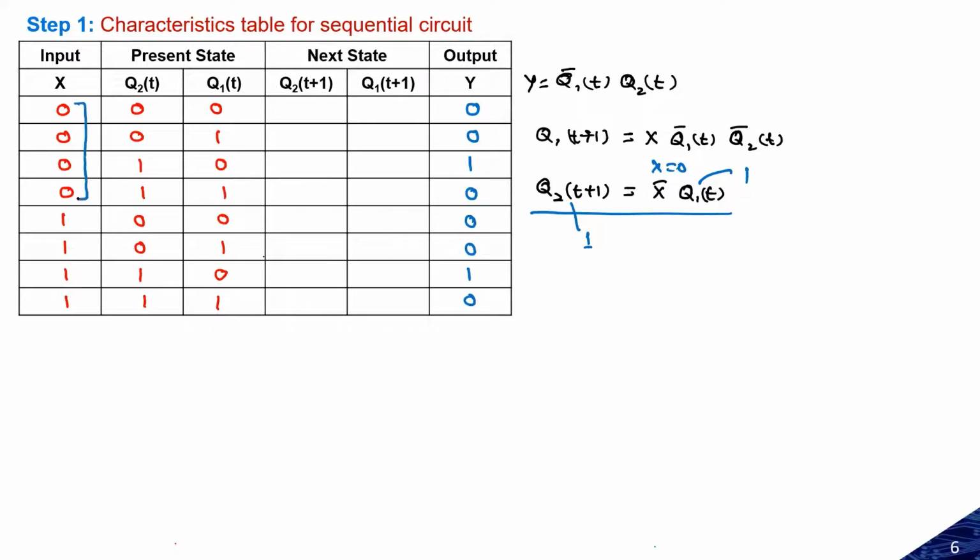So these are the four combinations which can have x equal to 0. And out of this, I had to check what are the combinations where I'm getting q1 equal to 0, q1 equal to 1.